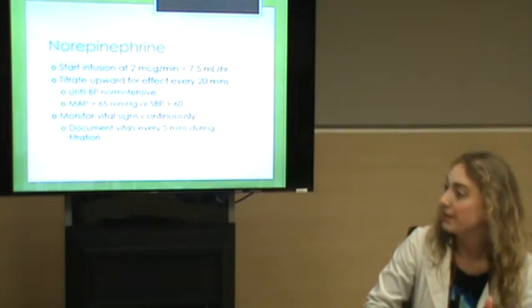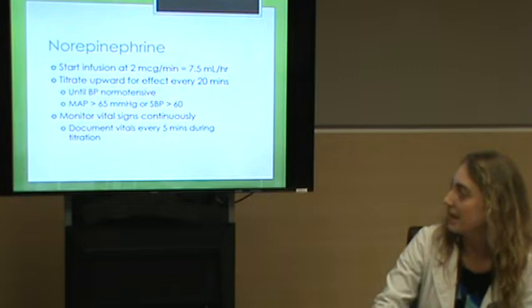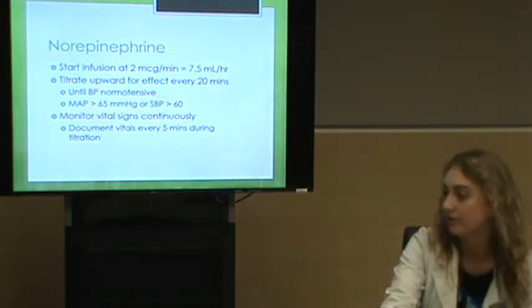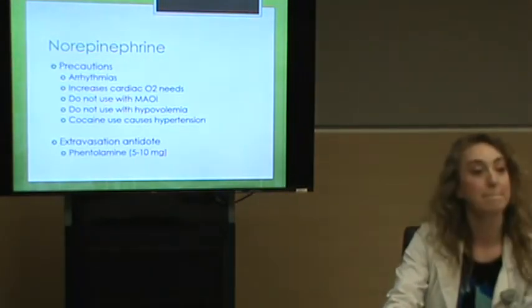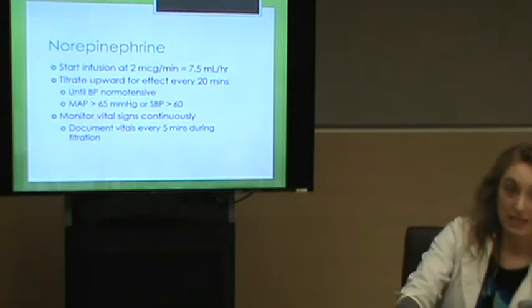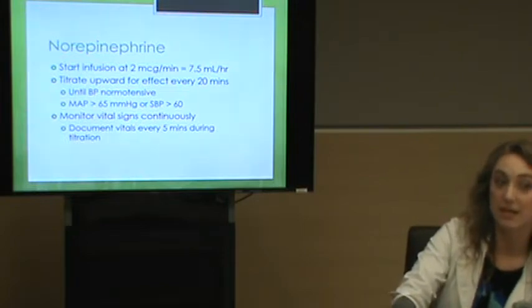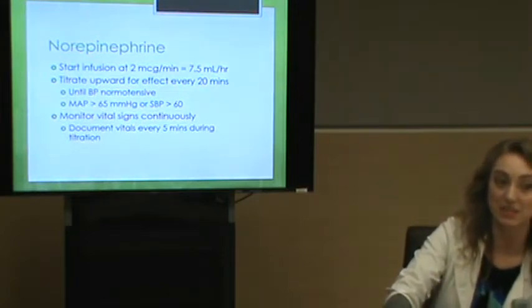It is also very important that the patient is on continuous telemonitoring, and when you are doing the titrations that you're monitoring vitals every 5 minutes. So should that be a systolic pressure greater than 90? You would think so. But the clinical guidelines for Norepi do say that you just need to make sure that it stays above 60.